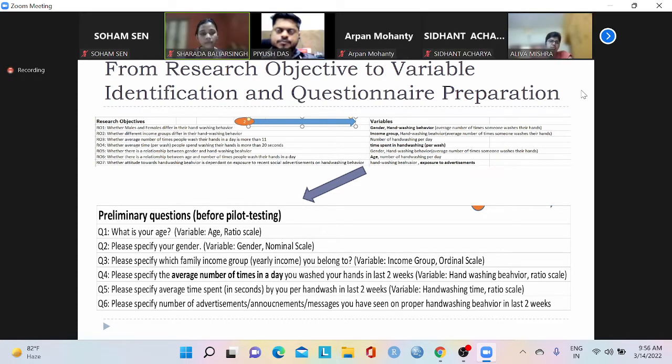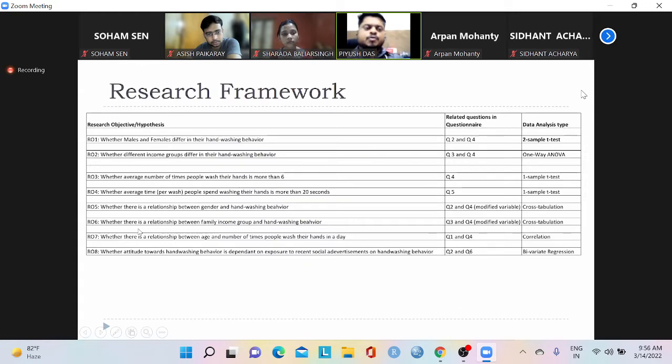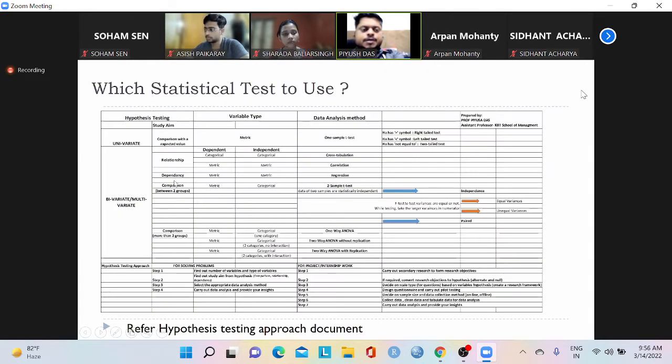Two variables. You have one variable, gender, and another variable, hand washing behavior. So this is where you will carry out a bivariate study, right? This document will help you. Okay, I have two variables. Then you'll go back and study whether males and females differ, right? So there is a difference, they are not the same. There is a difference in their hand washing behavior. So you have to compare them, right?